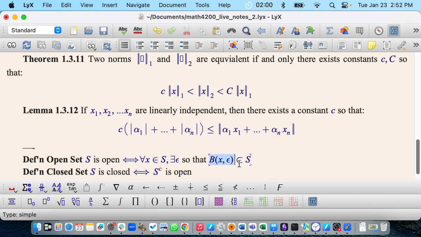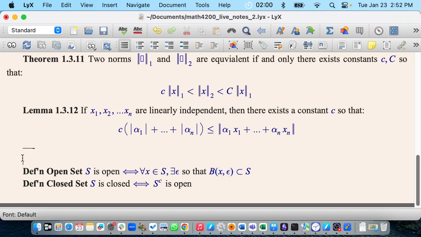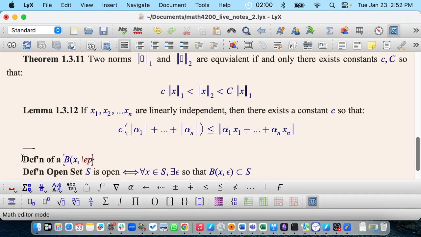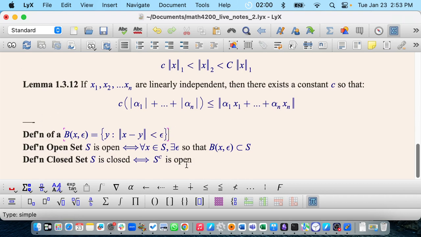And of course, the ball centered at x with radius epsilon, you've probably seen before in a metric space where you have a distance function. So the ball is all the things that are within distance epsilon of x. But for us, our distance function is made by the norm. So for us, the definition of the ball B(x, epsilon) is the set of points y such that the norm of x minus y is less than epsilon. Okay, so we have open and closed.